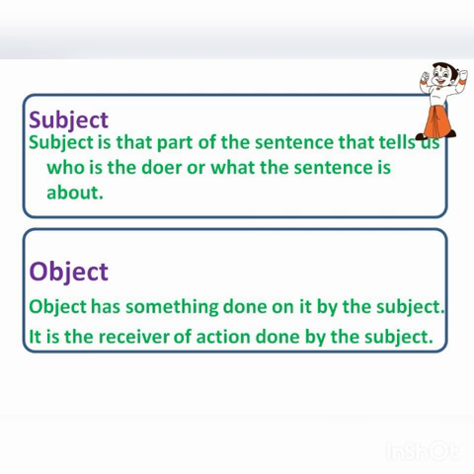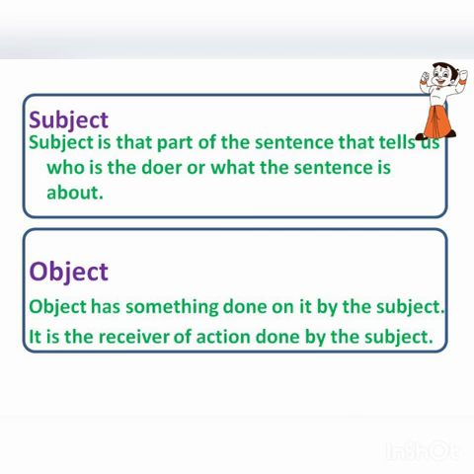So, subject is that part of the sentence that tells us who is the doer or what the sentence is about. Now, what we got as the answers for asking the question what is the object. Object has something done on it by the subject. It is the receiver of action done by the subject. Here, butter, feather, flute are being used by Krishna. They are receiving some action done by little Krishna in the examples we saw just now.